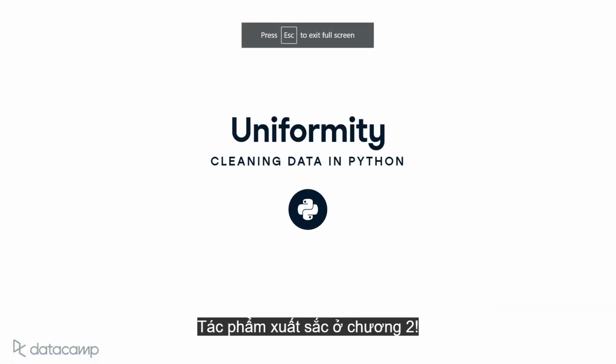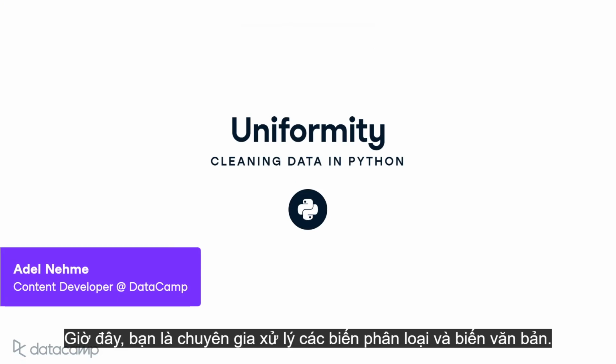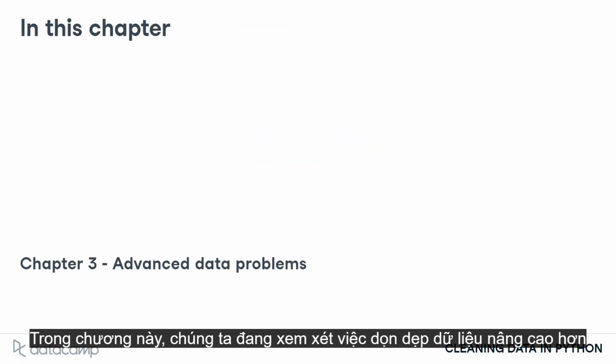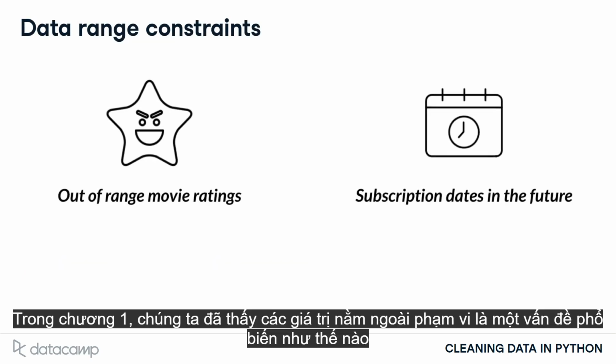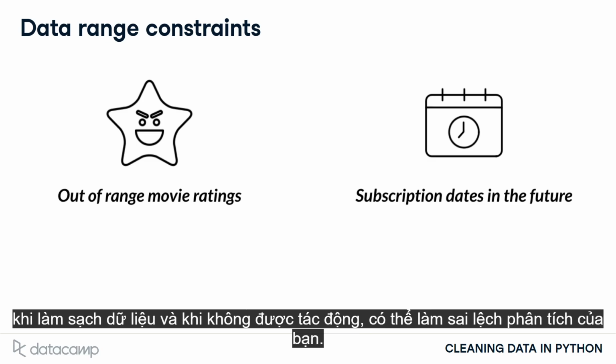Stellar work on Chapter 2. You're now an expert at handling categorical and text variables. In this chapter, we're looking at more advanced data cleaning problems, such as uniformity, cross-field validation, and dealing with missing data. In Chapter 1, we saw how out-of-range values are a common problem when cleaning data, and that when left untouched, can skew your analysis.